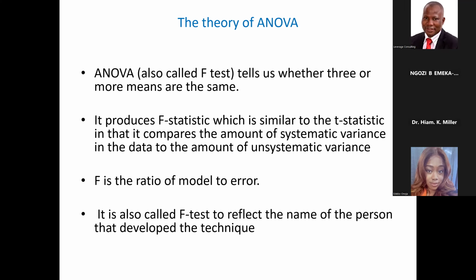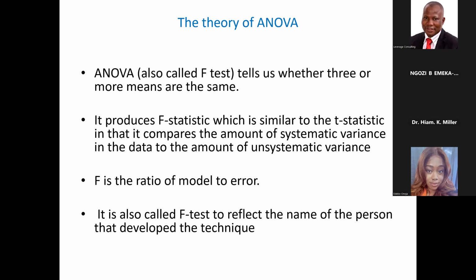It produces the F statistic. The statistic is F, which is similar to the t statistic in that it compares the amount of systematic variance in the data to the amount of unsystematic variance. I already told you the systematic variance is the numerator. That is the amount of difference you want to find out. Whereas the unsystematic variance, which is represented by the standard error most of the time, is the denominator. So it's at least similar to the t in that sense, but the issue is the way it's carried out.